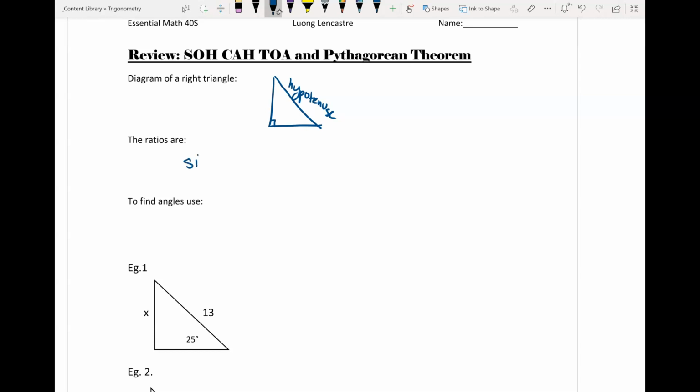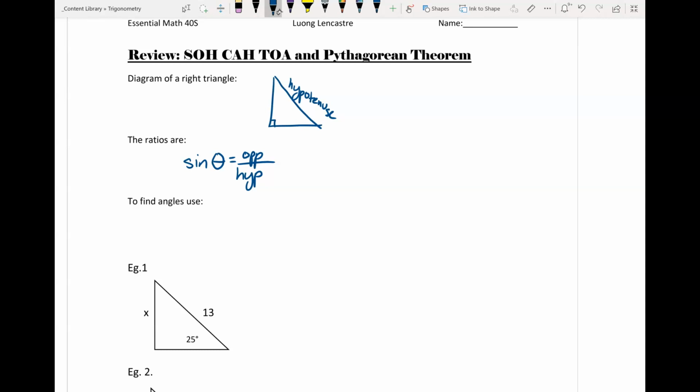The S stands for sine. It's always going to be sine of some angle. I'm going to call that theta as our angle. The O stands for opposite. The H stands for hypotenuse. So that means if I want to find an angle, or if I want to find a missing side, and I have the opposite side of that angle and the hypotenuse, I'm going to use sine theta.